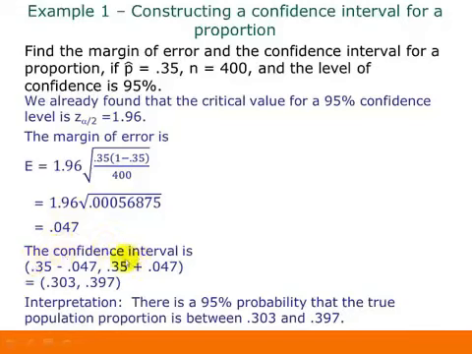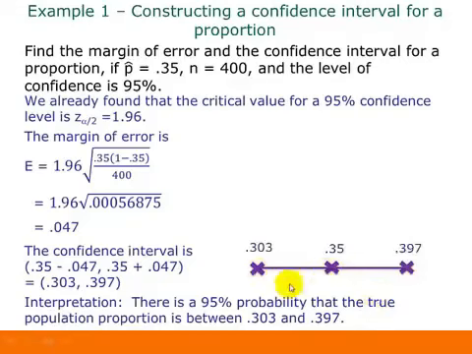So for our confidence interval, we're going to take our p hat, which was 0.35, minus 0.047 to get our lower limit. To get our upper limit, we take 0.35 plus 0.047. So our confidence interval goes from 0.303 to 0.397. The interpretation of this confidence interval is that we're 95% confident that the true population proportion is between 0.303 and 0.397.